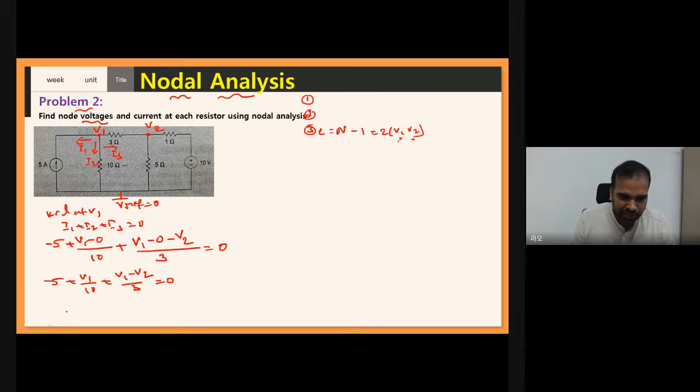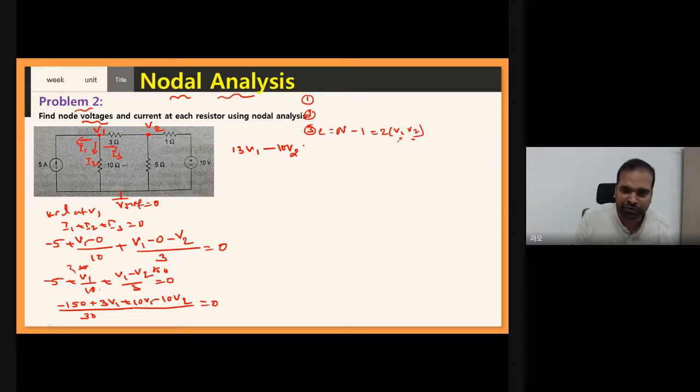Now if we take the LCM, what would the LCM be here? 10 into 3, 30. Therefore, minus 5 into 30, you will get minus 150. Plus, if I write 30 here, 10 ones and 10 threes, therefore this is 3V1. And 3 ones and 3 tens, therefore 10V1 minus 10V2. Now this equals 0. If you solve this equation, you will get 13V1 minus 10V2 equal to 150, and this is my equation 1. Now you need to apply KCL at node V2. Before applying KCL at node V2, what do we need to consider?